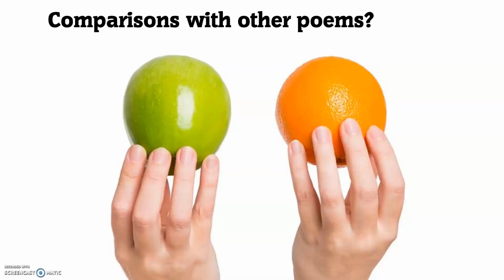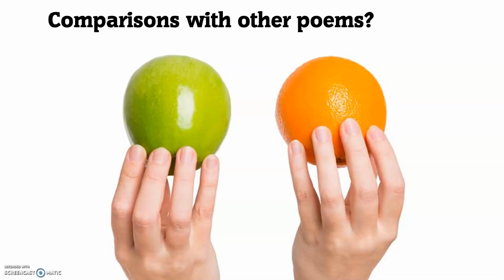Comparisons with other poems, which ones could it compare really well with? Well, if you're talking about power and sort of pride in your own abilities, then My Last Duchess would be a really good one to choose. However, if you want to talk about power of nature, then there's a whole load of them, including Extract from the Prelude perhaps. Exposure would be another one with the power of the weather, and also don't forget Storm on the Island in similar ways.